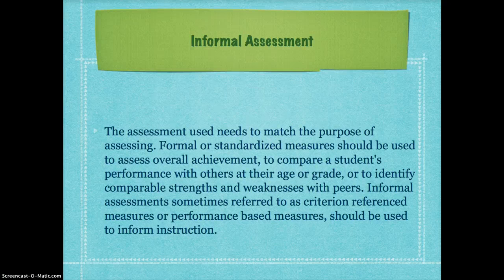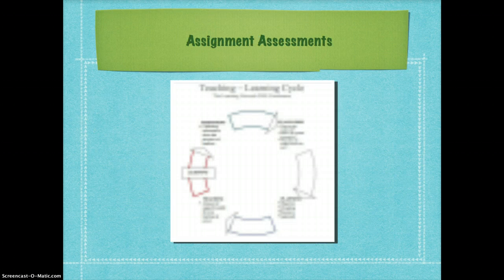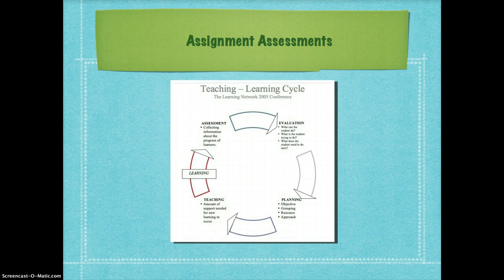Formal or standardized measures should be used to assess overall achievement, to compare students' performance with others at their age or grade, or to identify comparable strengths and weaknesses with peers. Informal assessment, sometimes referred to as criterion referenced measures or performance-based measures, should be used to inform instruction. The strategy that I'm using is assignment assessment.